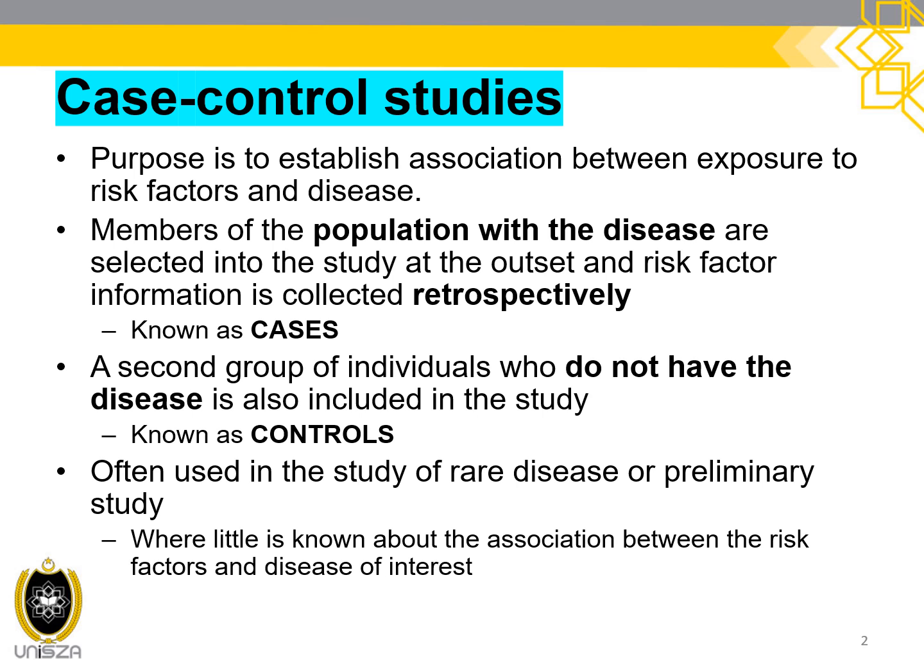So in case control studies, members of the population with the disease are selected into the study at the outset and risk factor information is collected retrospectively. This group is known as cases. A second group of individuals who do not have the disease is also included in the study, and they are known as controls. Case control studies are often used in the study of rare diseases or preliminary studies, where little is known about the association between risk factors and the disease of interest.